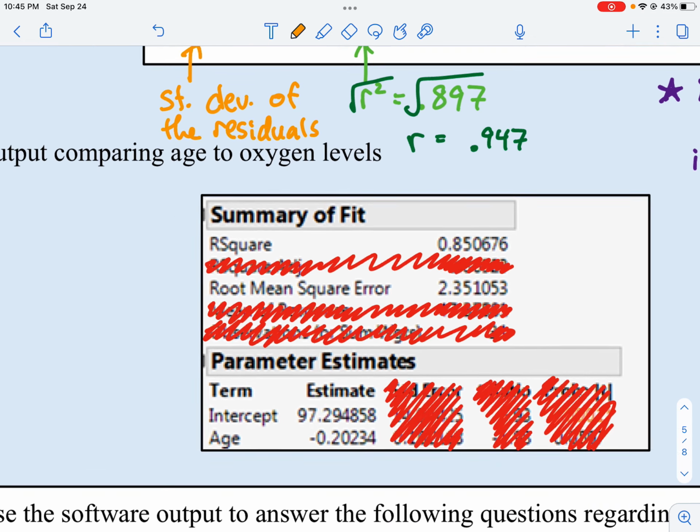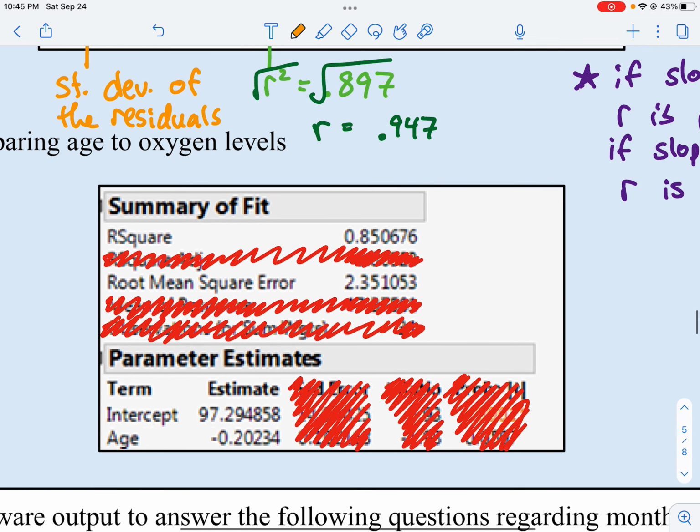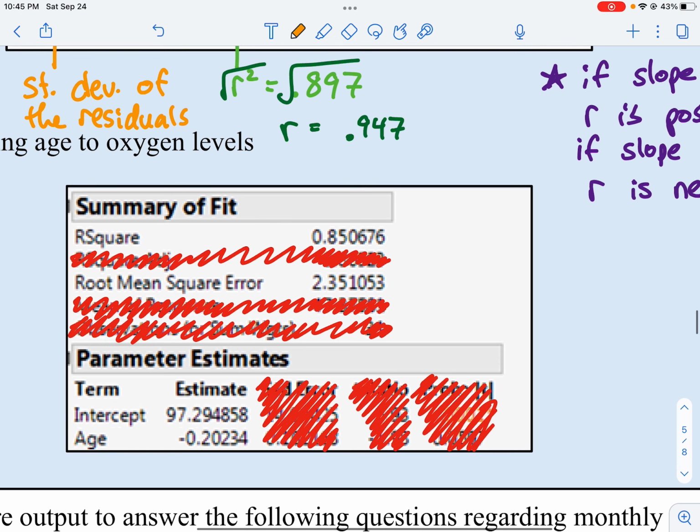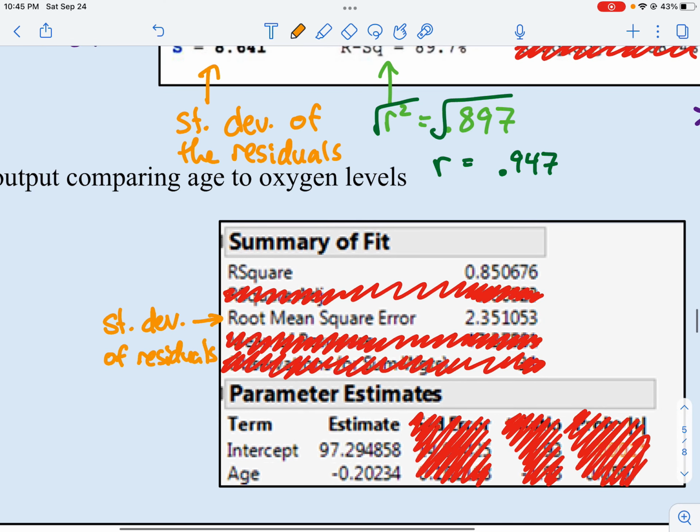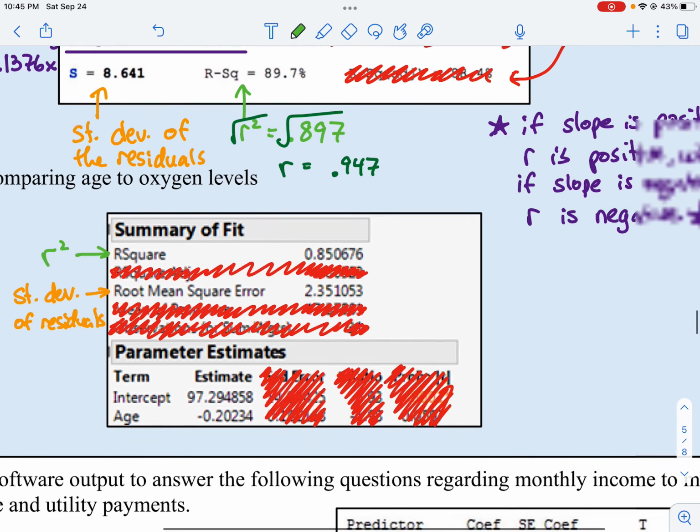So I'm going to try to keep things color coordinated here. The root mean square error right here, this is your standard deviation of residuals. Okay, different name, but same concept. Okay, hopefully this next one is pretty straightforward. R square is just the R squared value.